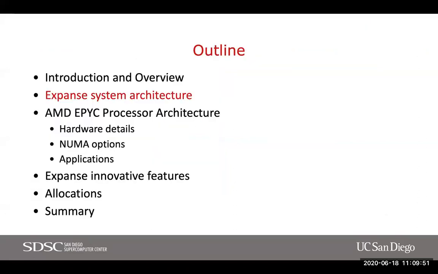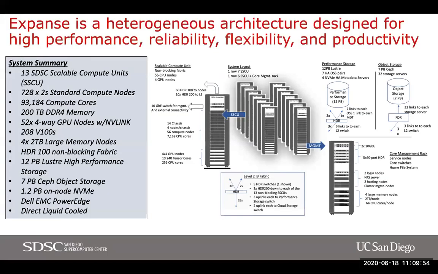So going back to the outline, let's look at the system architecture. I'll try to make my cursor larger, so hopefully I can point things out. As I mentioned, you're going to have 13 scalable compute units, so that would be a rack like that. Each of the SCUs will have both CPU and GPU nodes, and I have some details down the road in the talk. What we've done is basically designed it such that we have HDR 100 to the nodes in a rack, and there is an HDR 200 switch for each rack.